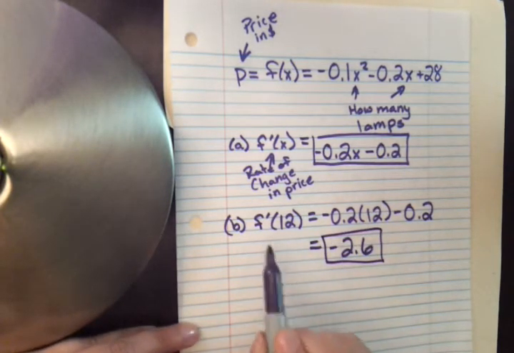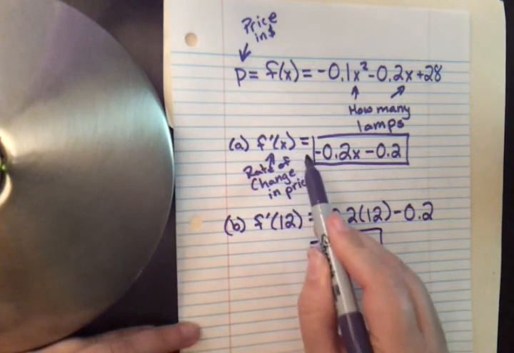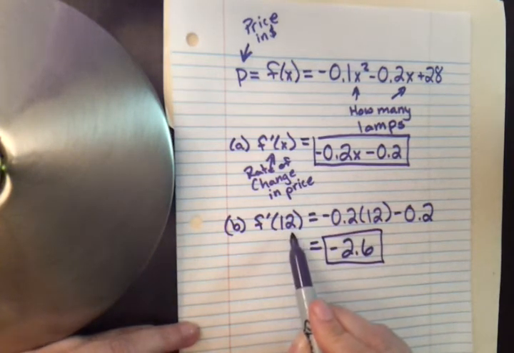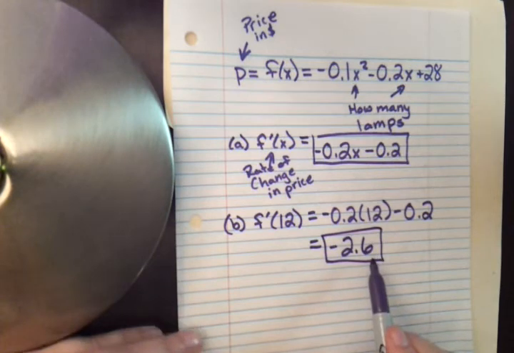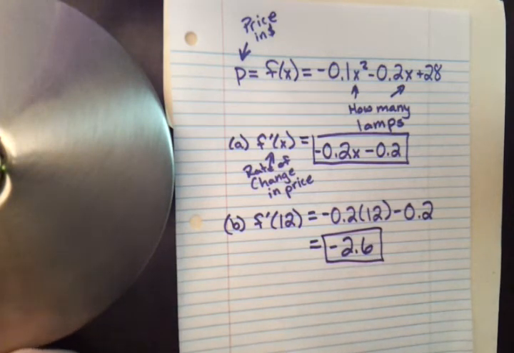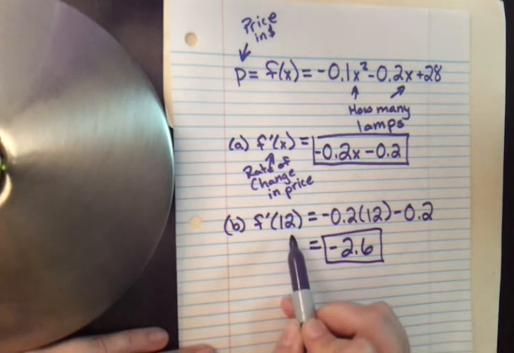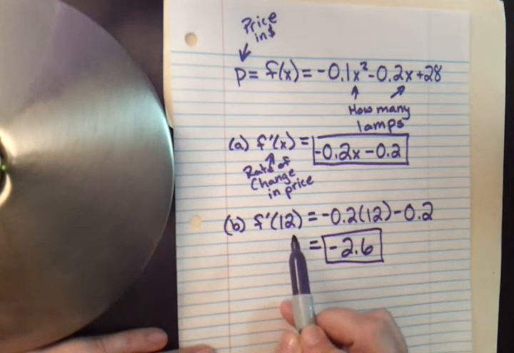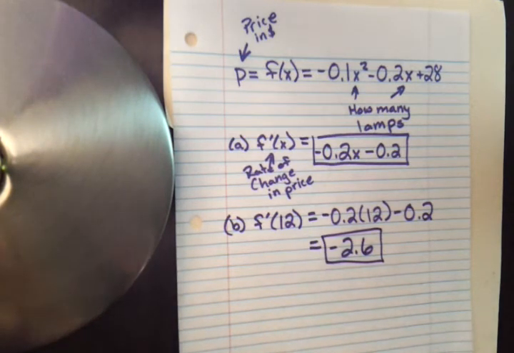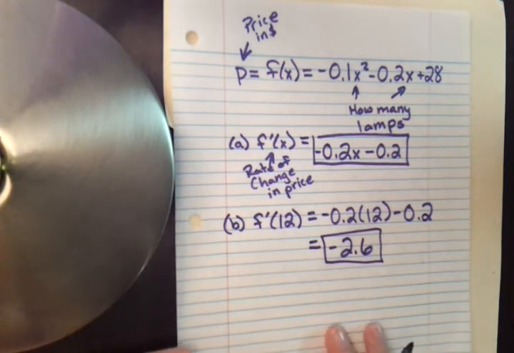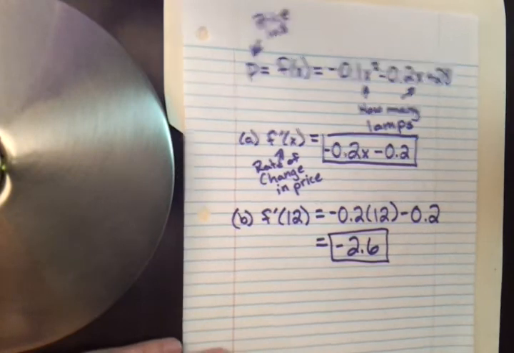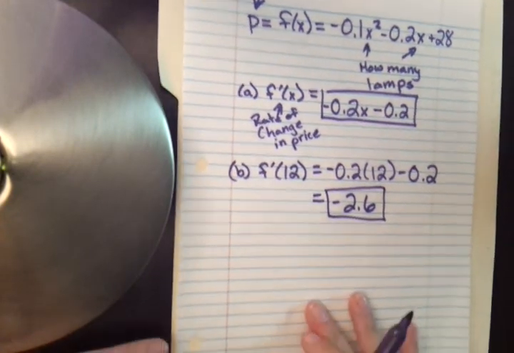You're just going to take the derivative that you found, plug in the 12 for the 12,000 lamps, and solve it. Now, you might not have a 12. They might give you a 15. They might give you a 20. You're just going to plug in whatever they give you. It says right there in the question, x equals blank in the parentheses. It'll tell you exactly what to plug in for x for part B. So plug that into your derivative and then solve.